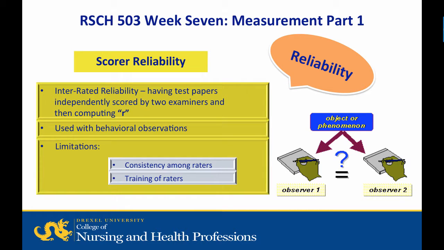A very common method of determining reliability of scores of behavioral observations, writing samples, or other tests or instruments is called the scorer reliability method, or inter-rater reliability. In this method, two raters for a test or instrument, or for a behavioral observation, provide scores independently, and a correlation coefficient is then computed to determine score consistency. This method is very commonly used in behavioral observations. The limitations of this method are consistency or lack of consistency among raters, and the need to train raters with a standard method.